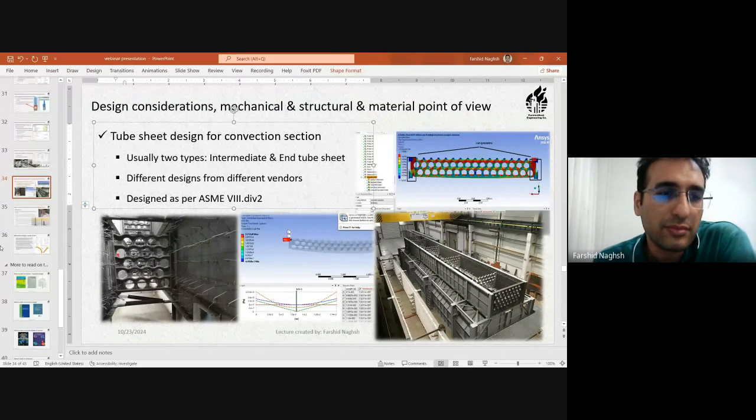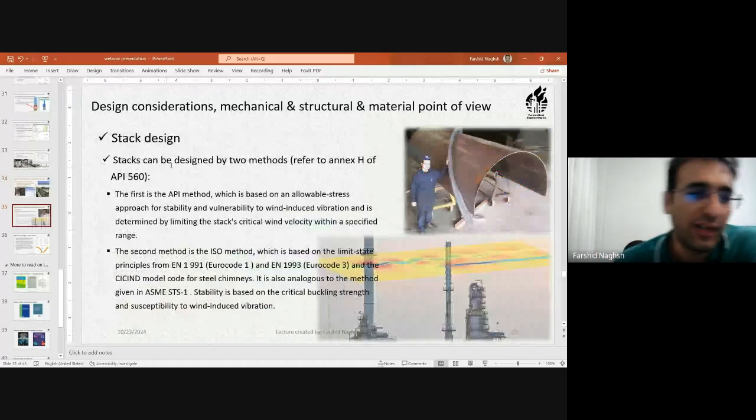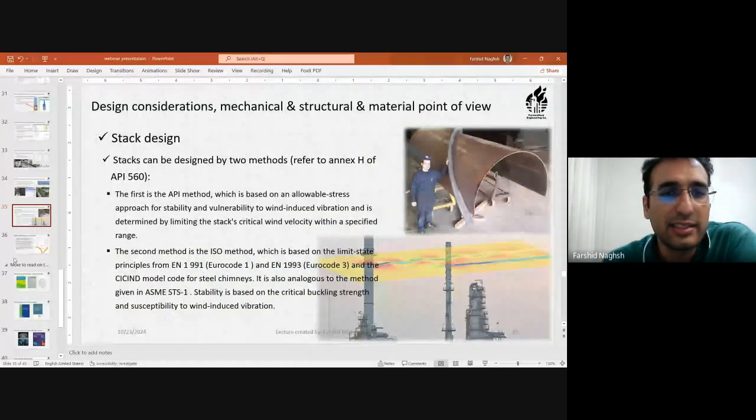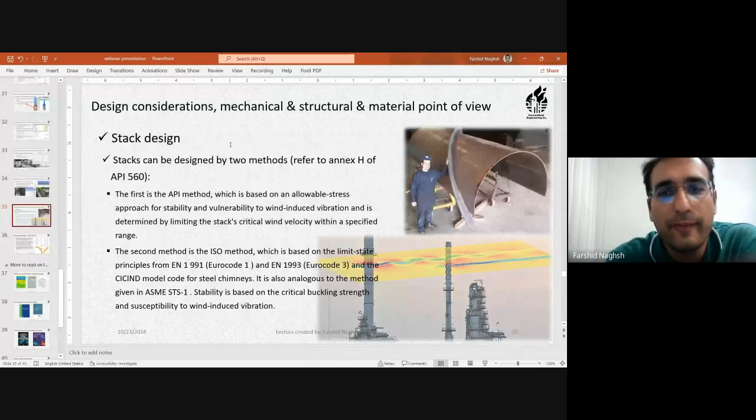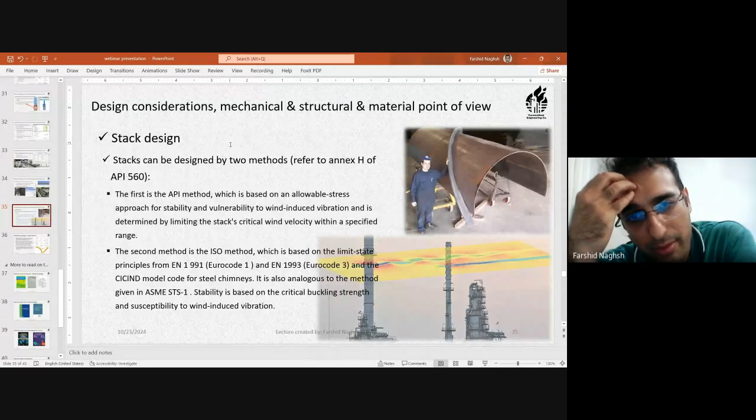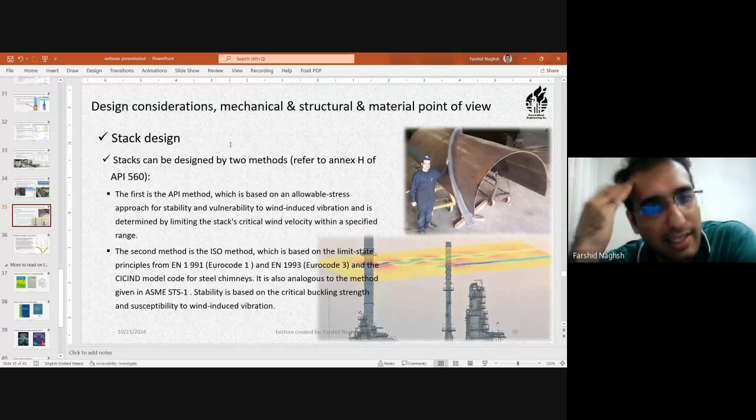Okay. And finally, the importance of stack design. If you have used commercial software like PV Elite, you have probably seen the usage of ASME STS-1 as the design method for stacks.